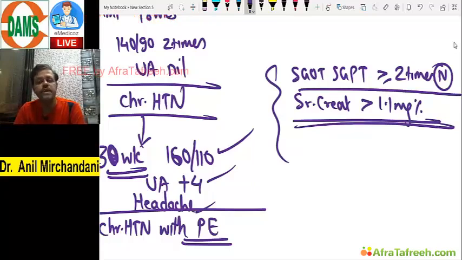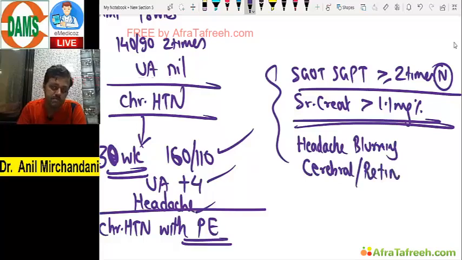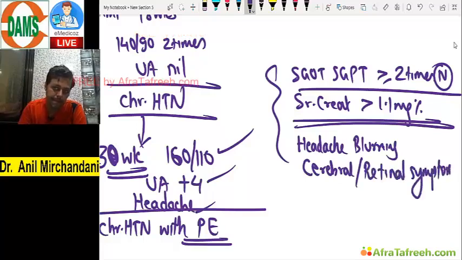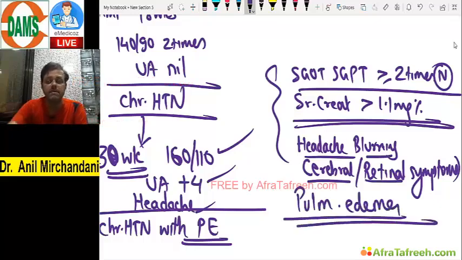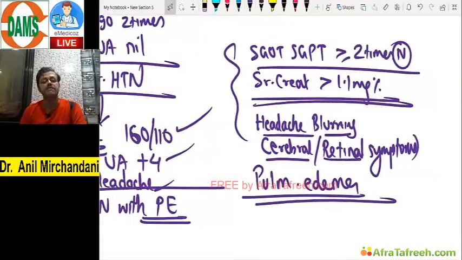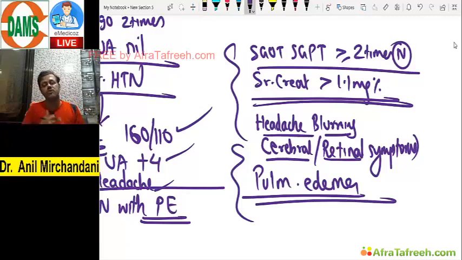Then if there is a premonitory symptom like headache or blurring, I'll write cerebral or retinal symptoms. Yes, headache and blurring would be cerebral or retinal symptoms. If the patient is developing pulmonary edema, then you are dealing with a patient who has developed end organ damage. So you will label this patient not as a clinical case of chronic hypertension. She has become a new case called preeclampsia superimposed on chronic hypertension.